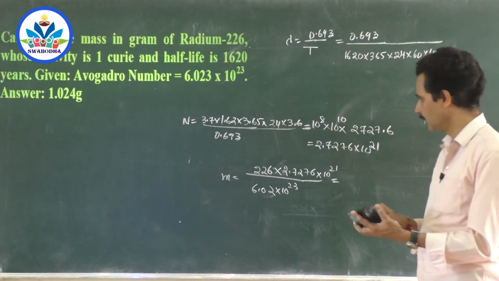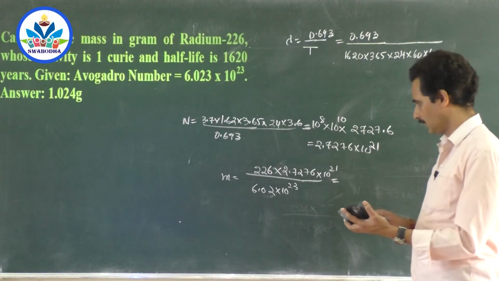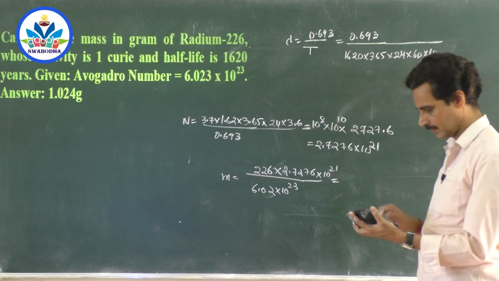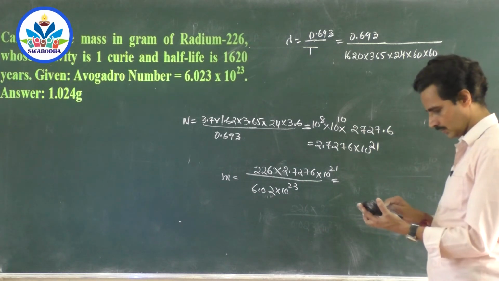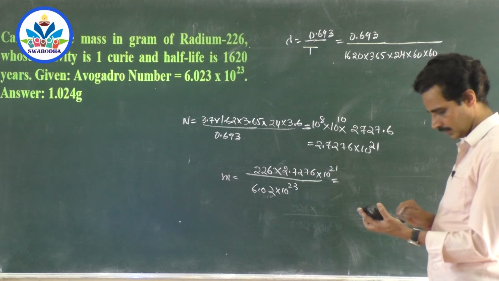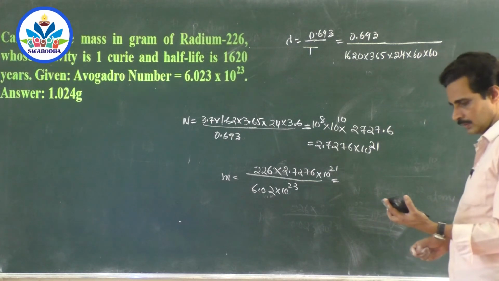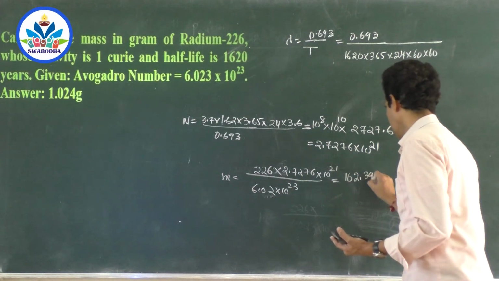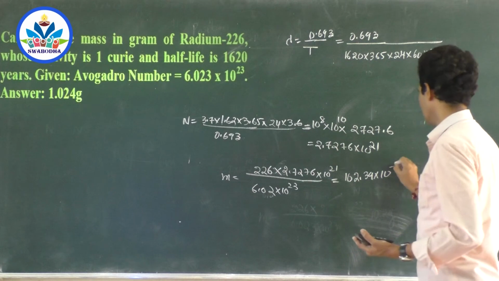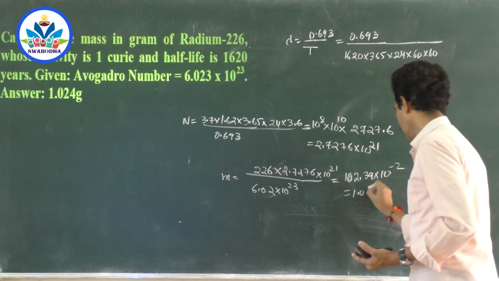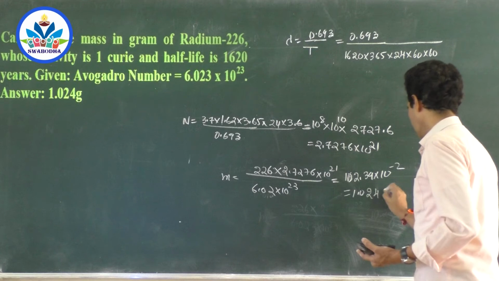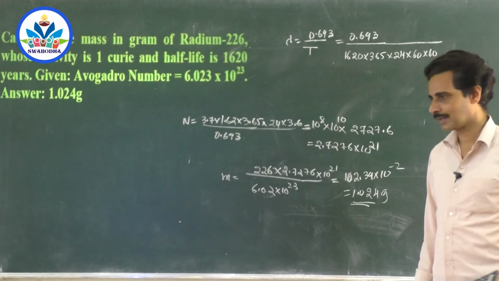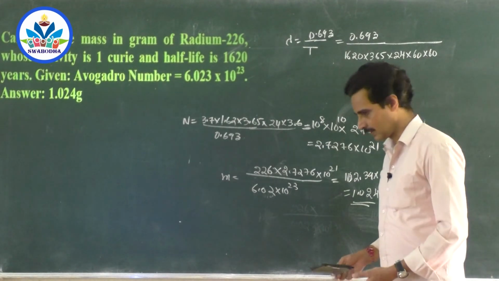226 into 2.7276 is equal to this much, divided by 6.02. You get 102.39, 102.39 into 10 to the power minus 2. Now you get 1.024 gram. Right, because we have not converted 226 into kg, that is gram. So similar problem. Okay, we will move on to the next one.